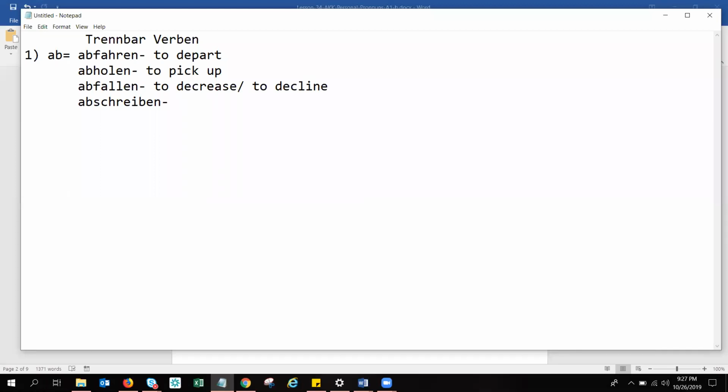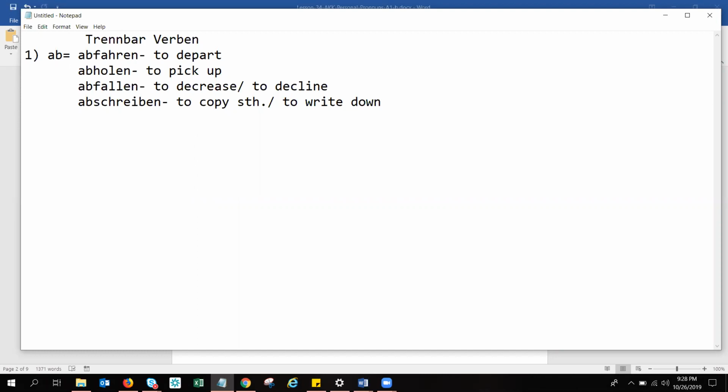Schreiben is to write. And abschreiben is to copy. To copy something means, while writing, to write it down. Suppose I am writing on the board and I'm instructing you to write it down. Copying is like writing something down from some other source, like from the board or from another paper. So it is to copy something, or to write down.